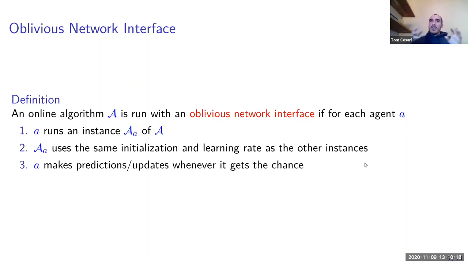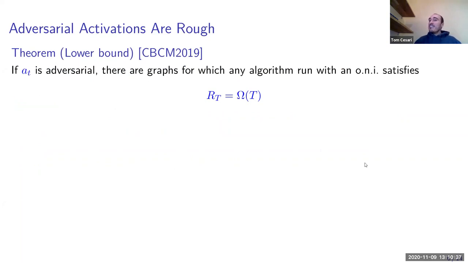In this sense, the interface is oblivious, in the sense that it doesn't matter if the feedback comes from yourself, if it comes from a node that's your neighbor, your second neighbor, you just use everything without caring about the topological structure of the network. So let's see if this very simple interface can be used to get some results. And the first result is a hard no.